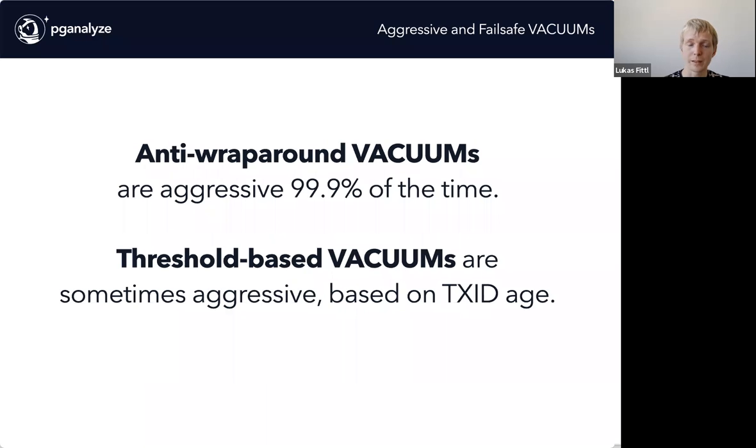It's important to note that this is not the same as an anti-wraparound vacuum. This confused me a couple of weeks ago, because an anti-wraparound vacuum is a scheduling decision, but an aggressive vacuum is really about a vacuum that is already running: is it aggressive or not when it's running? So just by virtue of how the settings work, anti-wraparound vacuums are almost always aggressive. But threshold-based vacuums, what we talked about a moment ago, can also become aggressive based on the transaction ID age.